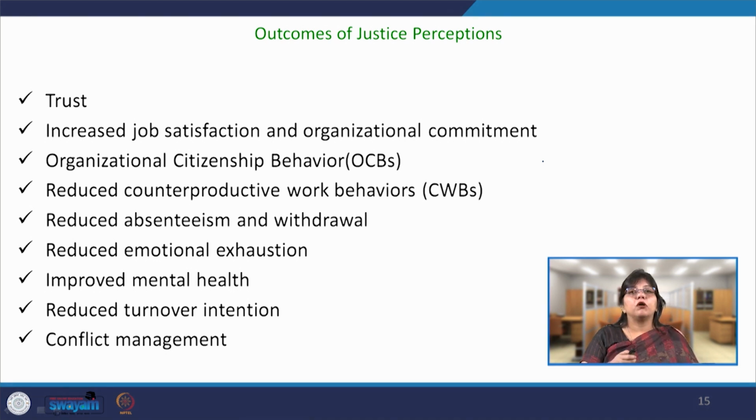So, this was about distributive, procedural and interactional justice, which has been discussed under the umbrella term organizational justice. So, that is all for this module.